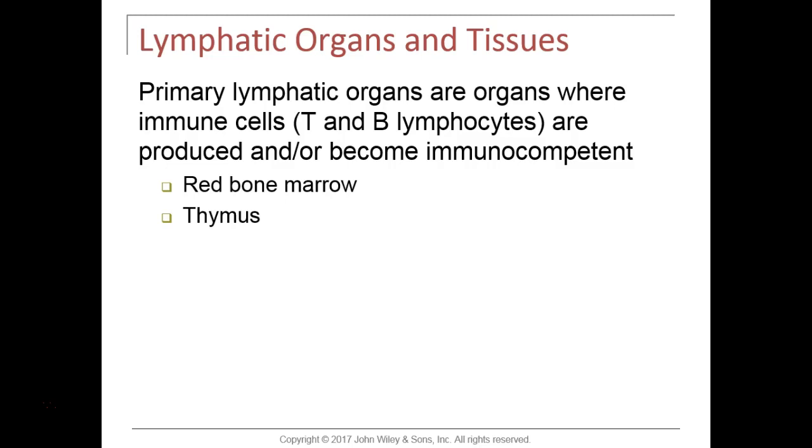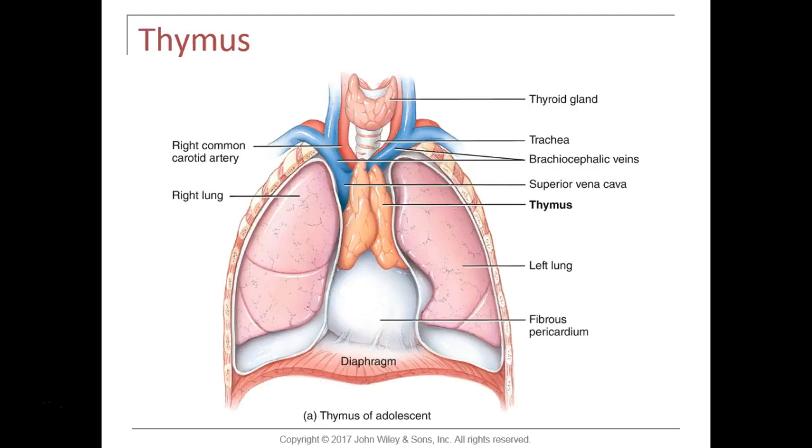This term immunocompetency refers to the ability of the T and B lymphocytes to carry out an appropriate immune response to eradicate a pathogen or infectious agent from the body. When the B cells and the T cells are produced in the red bone marrow, they're not immunocompetent right when they're made. They have to mature before they gain that ability to fight off infectious agents. And we're going to talk about that process.